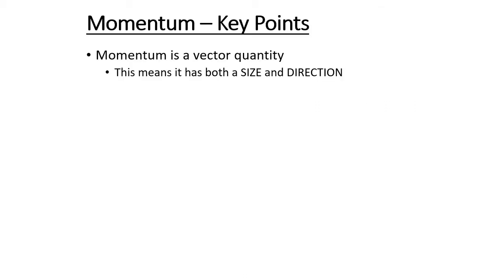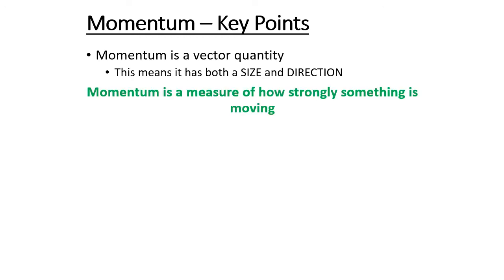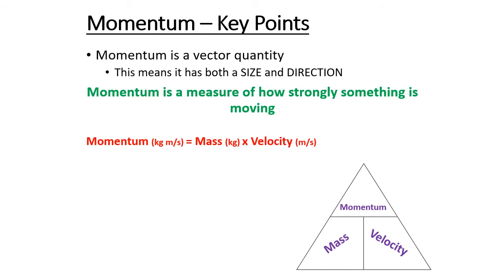The next important topic is momentum. Momentum is a vector quantity, which means it has both a size and a direction. Momentum is a measure of how strongly something is moving, that is, how much force you have to apply to stop something that is moving. The equation for momentum is momentum equals mass times velocity. The bigger the mass, the more momentum it has. The bigger the velocity, the more momentum it has. This is the triangle by which you can rearrange your equation.